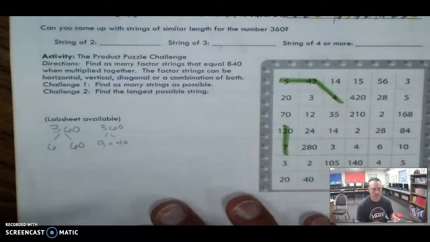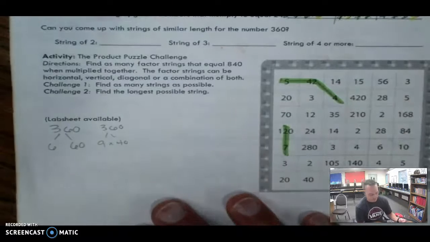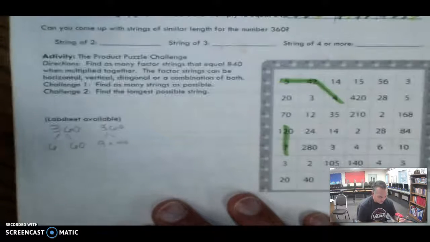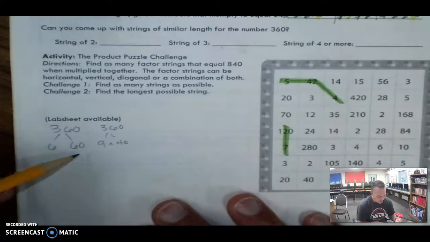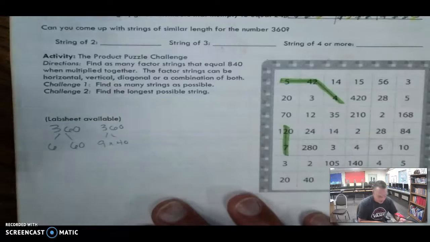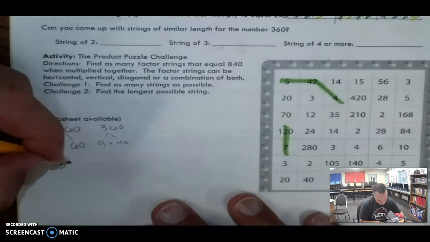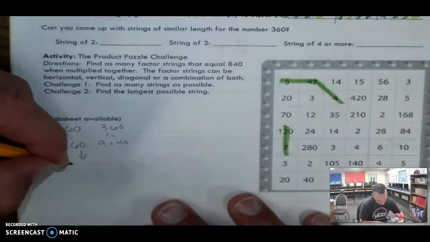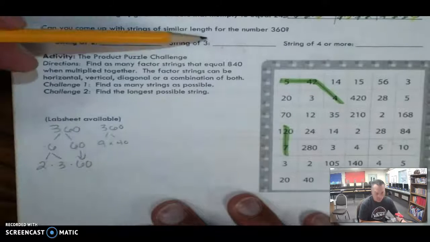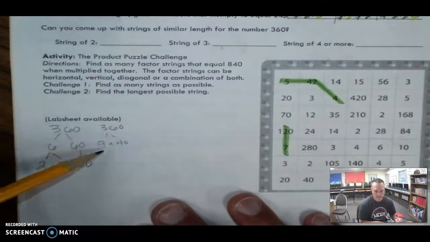There's a lot of opportunities, a lot of different things, a lot of factors that make 360 or 36, right? How about 3 factor strings? Well, you're just going to continue on from here, so it's going to look like this. If this was my case, right? Let's just say I was doing this one. I would think of two numbers, 2 times 3 times 60. Now that would go right here. That's a 3 string.